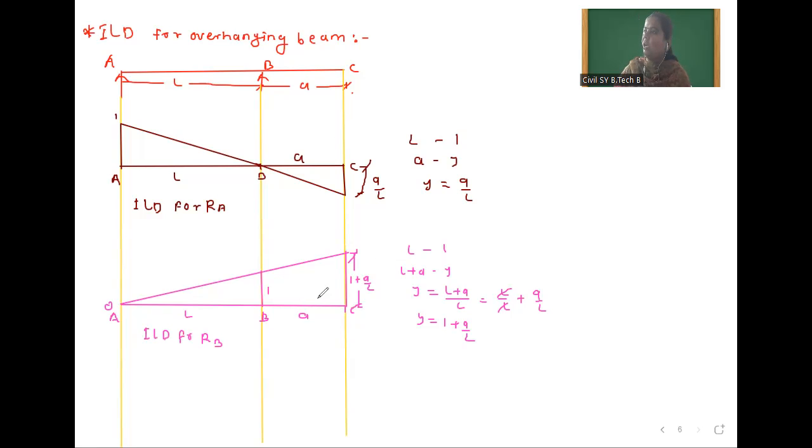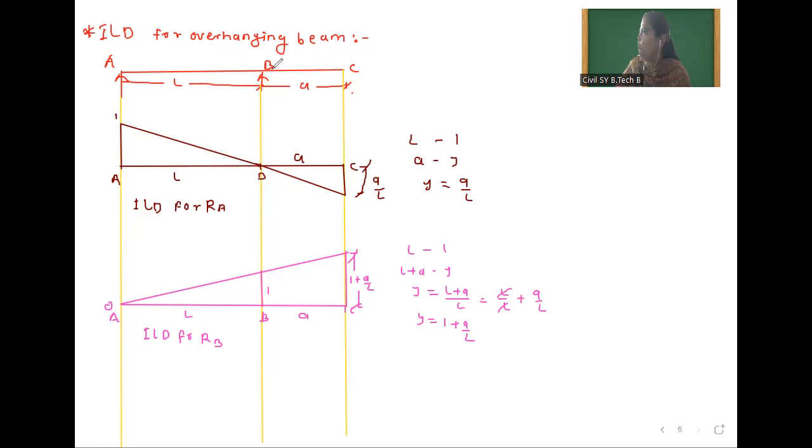Anybody having doubt in RA and RB? Okay, once again I will repeat. At which point you are going to draw the influence line diagram, at that point the unit rotation or deformation is 1 and at another point it is 0.